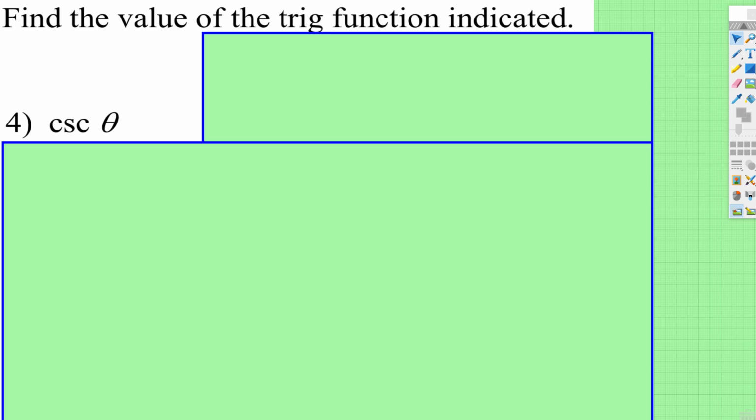Okay, finding the value of the trig function indicated. We're just evaluating a trig function, right? And this says we need to find cosecant.